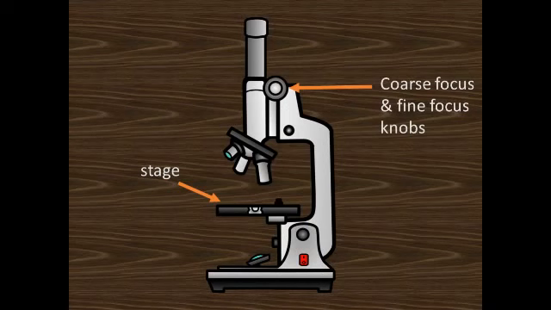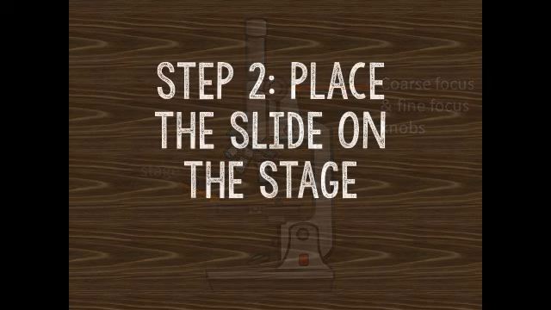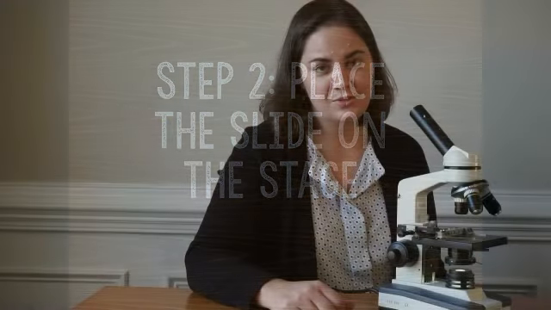Okay, step 1 is to move to your lowest power objective, which would be your shortest, and move your stage with the coarse adjustment knob all the way to the bottom. Step number 2 is to put your slide on the stage. I have a handy stage clip here. If you don't have one of those, that's fine. You just need to be careful not to bump your slide and move it while you're adjusting your focus.